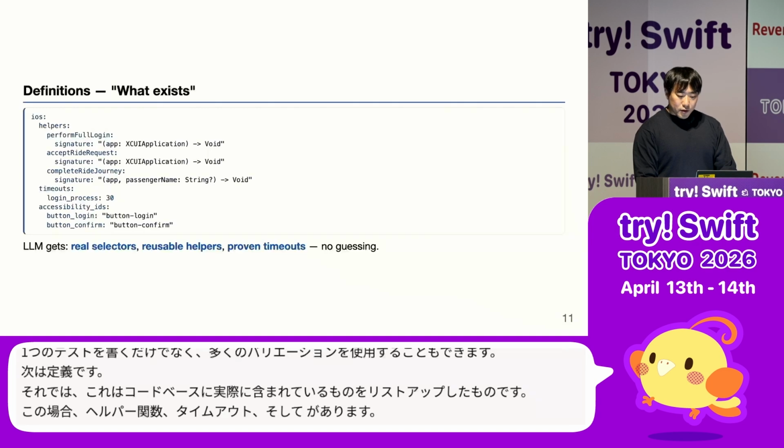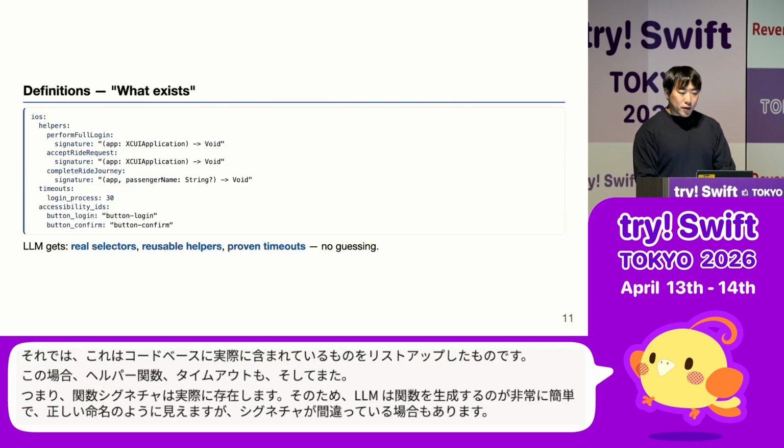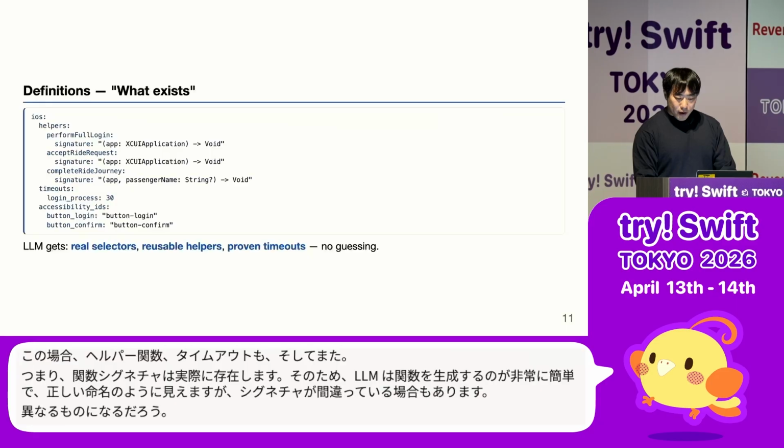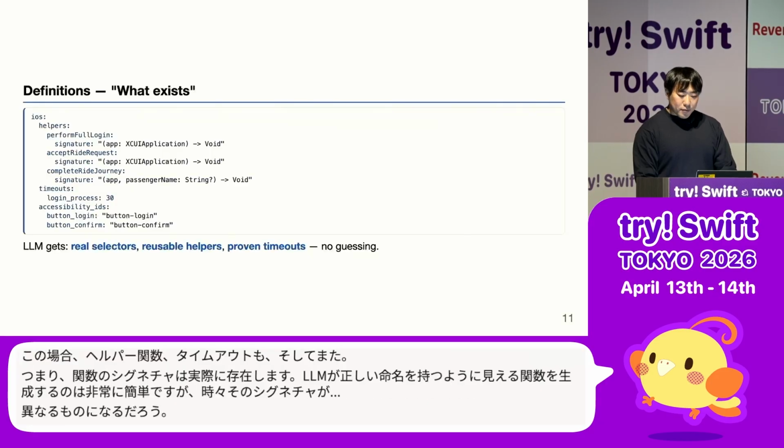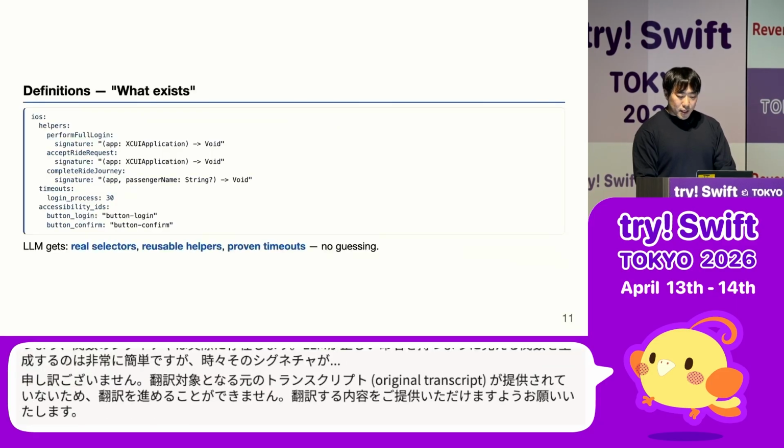So, function signatures that actually exist. It's quite easy for an LLM to generate a function which looks right by naming, but sometimes the signature will be different. So that's why we need to have signatures as well. And also timeout values that have been tested in CI. Everything works locally, but sometimes it takes more time in CI.